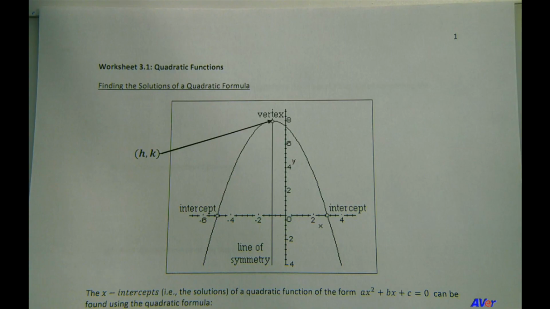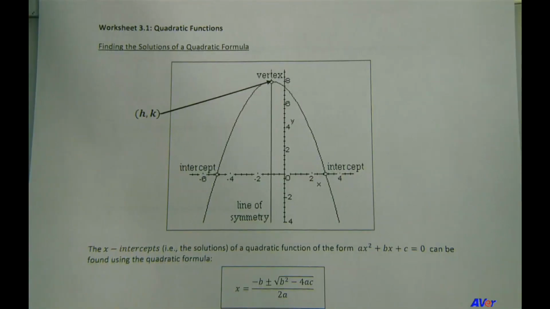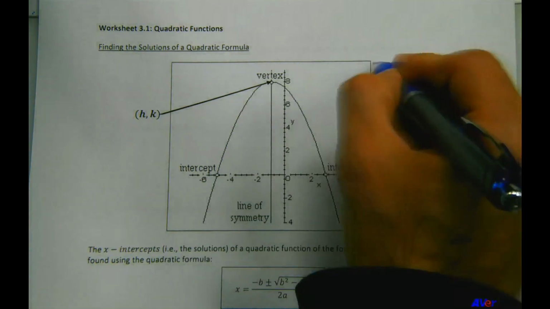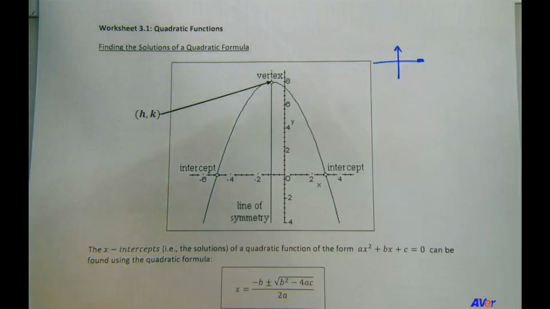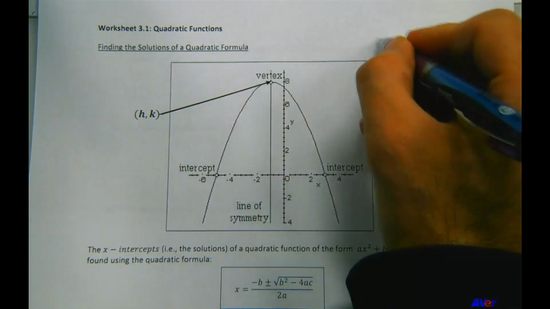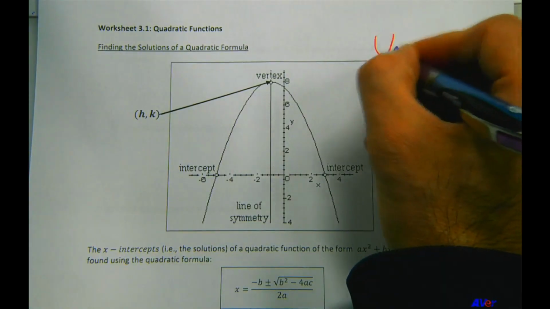Hello again, everyone. Welcome to our discussion of section 3.1, where we will focus a little bit more on the properties of the quadratic function. A quadratic function usually looks either like this or the other way around, so something like this, or we might have a graph that looks like that.